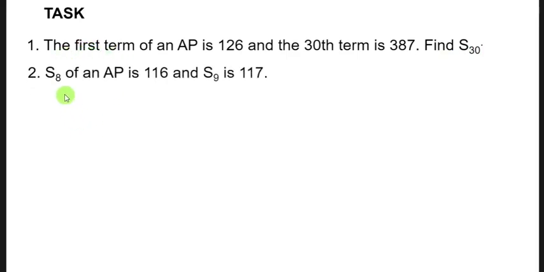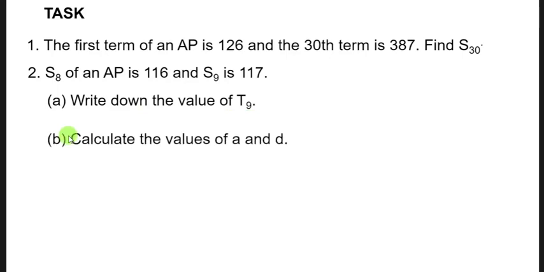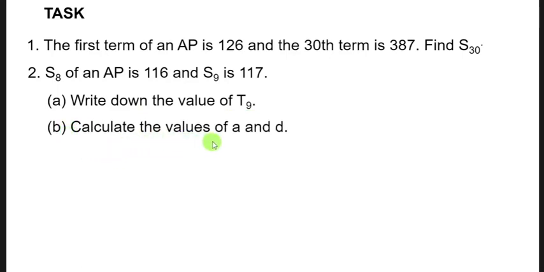Then number 2: the sum of 8 terms of an arithmetic progression is 116, and the sum of 9 terms is 117. Then A, write down the value of the 9th term. What will be the value of the 9th term? Then B, calculate the values of A and D. You calculate the value of A and D.